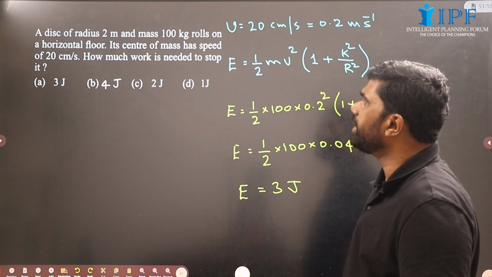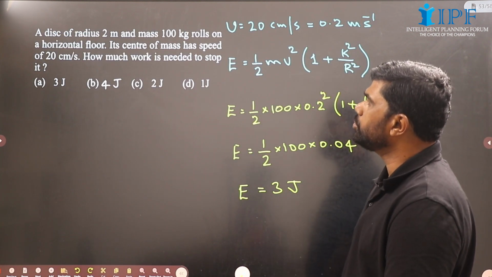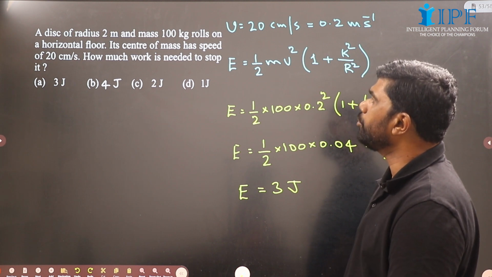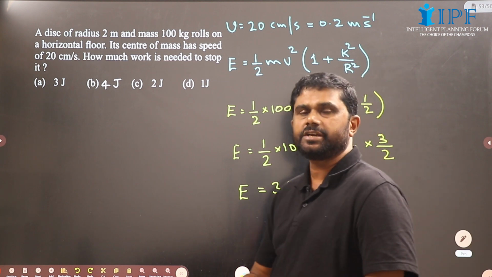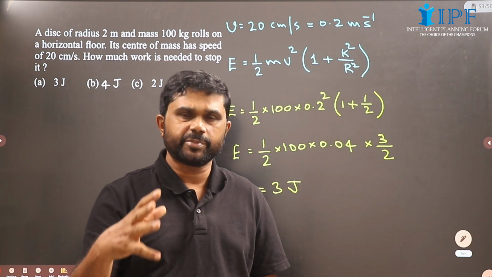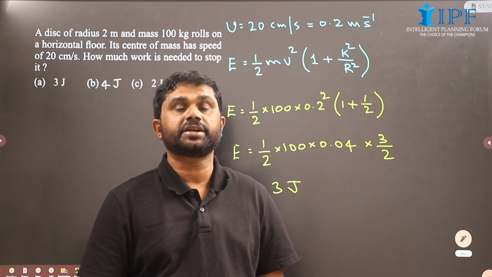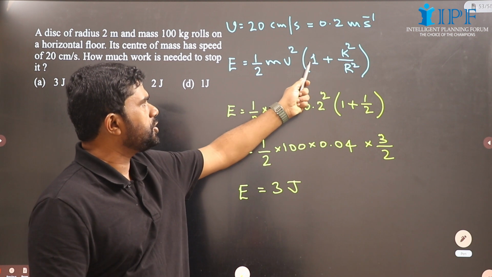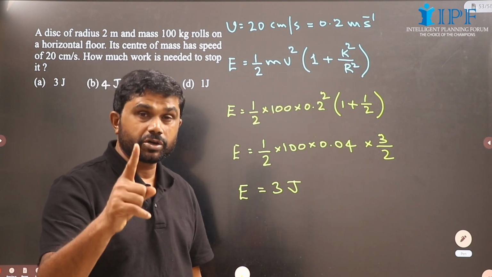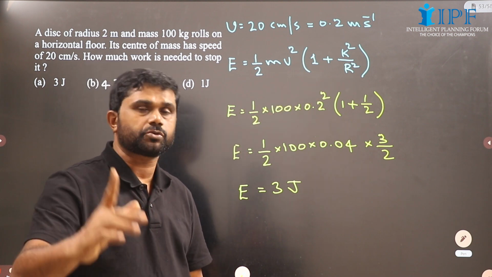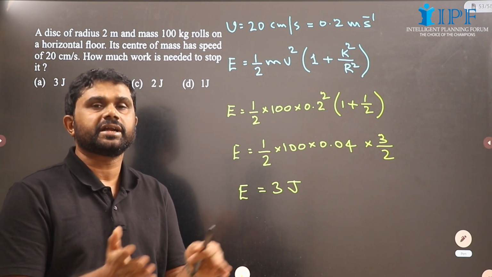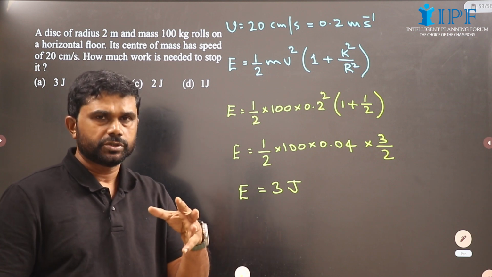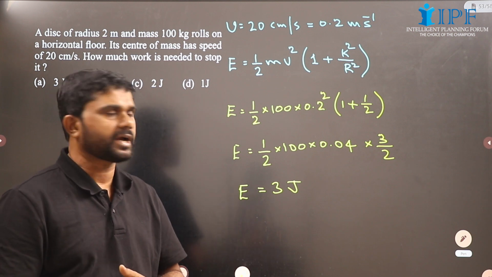Next, a disc of radius 2 meter and mass 100 kilogram rolls on a horizontal floor. Its center of mass has a speed of 20 centimeter per second. How much work is needed to stop it? See, when it is stopped, its kinetic energy will become 0. Initially, it will have the kinetic energy of a rolling body, which means its kinetic energy will be half mv square into 1 plus k square by r square. Total kinetic energy is translational plus rotational. That kinetic energy will be reduced to 0. So the work done will be equal to the change in kinetic energy, which is equal to the initial kinetic energy.